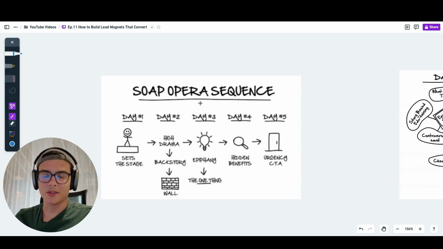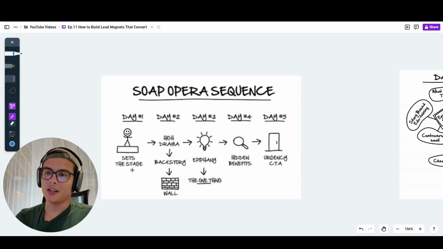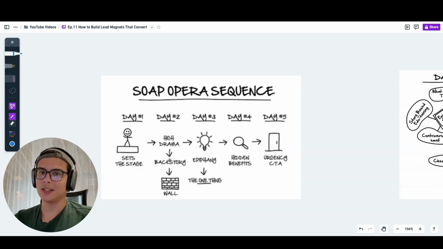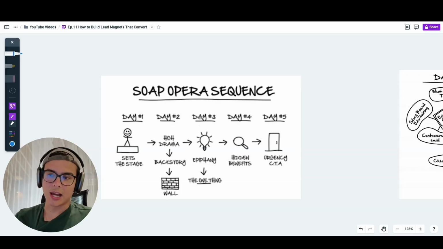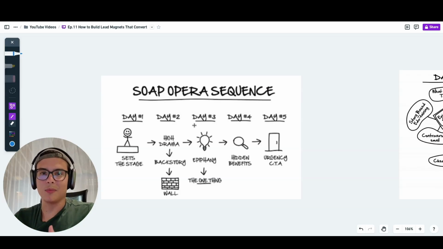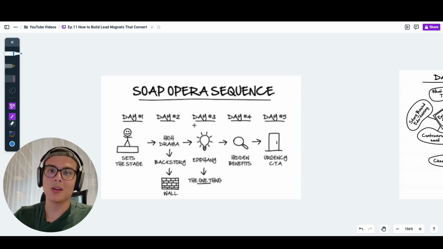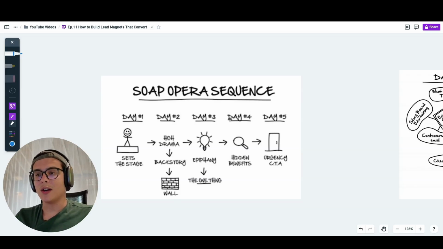The first thing is a soap opera sequence, which is essentially the thing that goes hand in hand with a lead magnet, which starts with a day one email, which pretty much sets the stage of what the lead magnet is for, how it's going to help them, this kind of stuff. Then day two, you want to have a backstory about how this lead magnet came about. The third is how the lead magnet is basically the epiphany that you had, bringing the benefits that you were bragging about that got somebody to subscribe in the first place. Then in the fourth day, you have all the hidden benefits of this lead magnet, and in the fifth day, you have the urgency and the call to action, which is where you convert them to the sale.